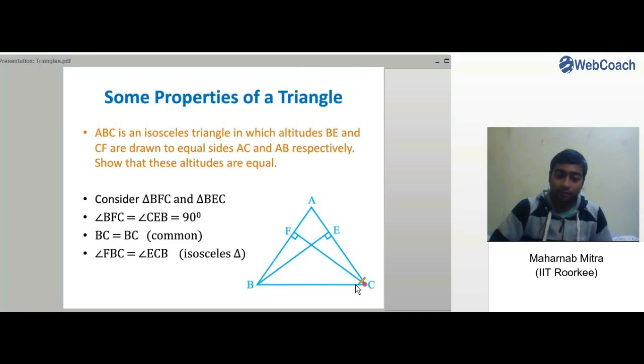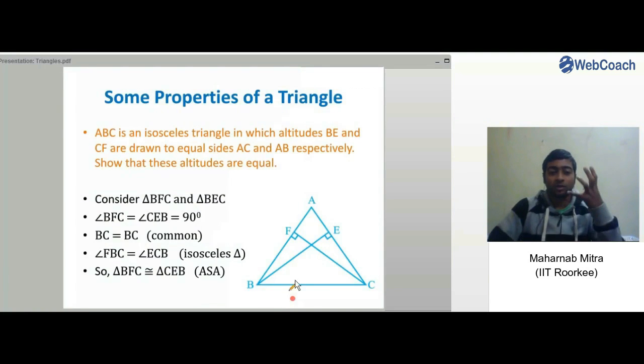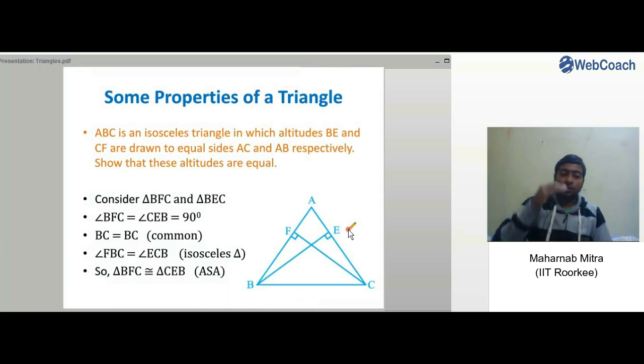for triangle BFC we have angle B, and for triangle BEC we have angle C, and these two angles, from the characteristic of an isosceles triangle, are equal, right? The base angles are equal. So angle FBC must be equal to angle ECB because it is an isosceles triangle. So we have got an angle, a side, and one more angle. We have got ASA, or angle, side and angle. So you can directly state that triangle BFC is congruent to triangle CEB, and maintain the order.